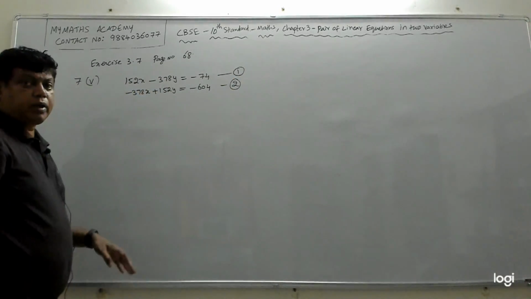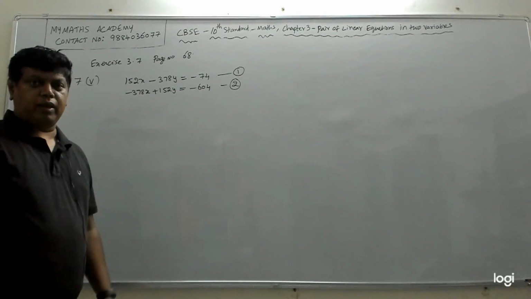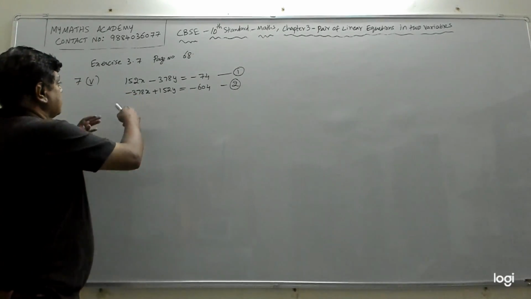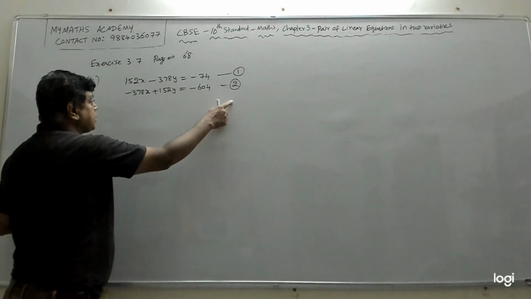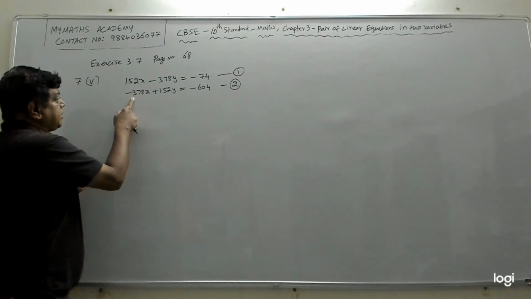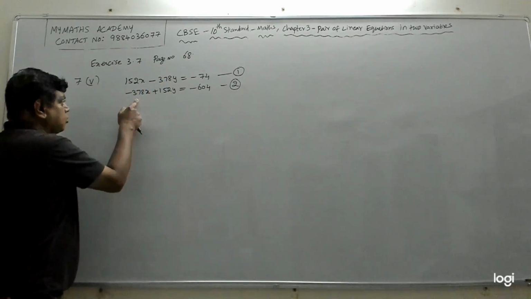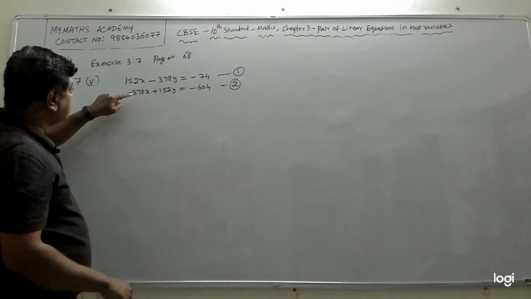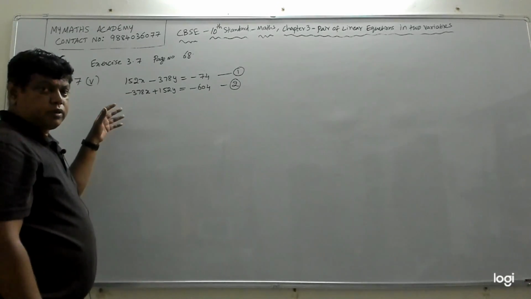We can solve by any method, but one observation is the numbers are big. If we need to solve by elimination method or substitution method, we have to deal with big numbers. Even if I go by elimination method, I need to check whether the coefficients are the same. They are not the same. Here is 152, here is minus 378. Here is minus 378, here is 152. So the coefficient of x is not the same, and the coefficient of y in both equations is also not the same. Then I would have to multiply by the LCM, and that will make big numbers. So that will take some time.